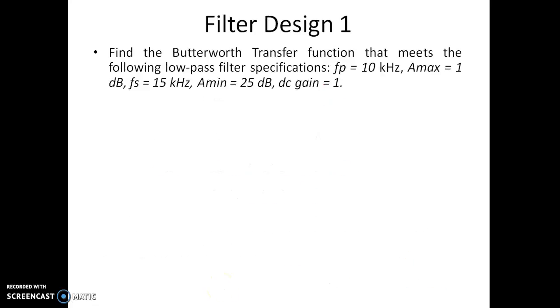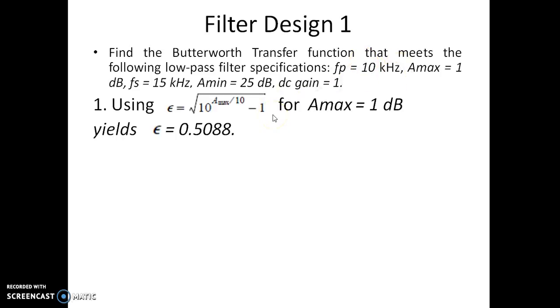Let us take an example where omega FP happens to be 10 kilohertz, Amax is 1 dB and Fs is 15 kilohertz, and the minimum attenuation at the edge of the stop band is 25 dB. The DC gain is 1. So we are asked to design a Butterworth filter which meets these specifications.